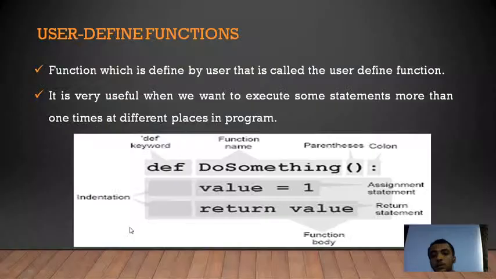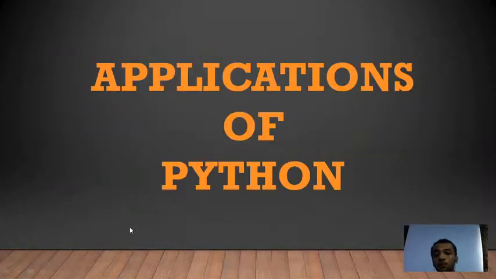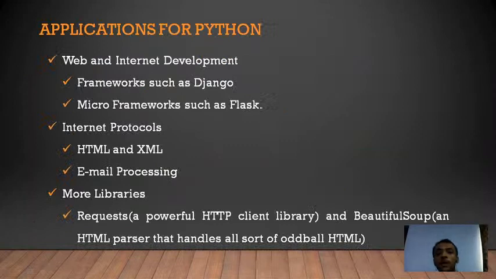Now we have applications of Python. What are the applications of Python? Python is used at many different places, which is web and internet development. Here in web and internet development there is the Django framework which is used to develop web applications, and also there is the Flask micro framework which is also used to develop web or internet protocols.